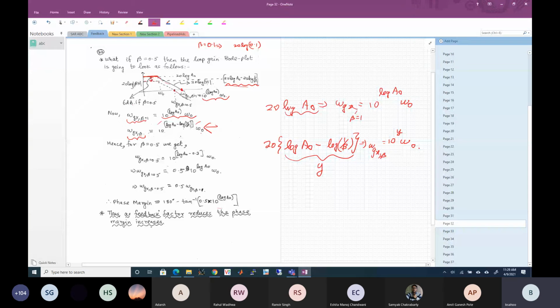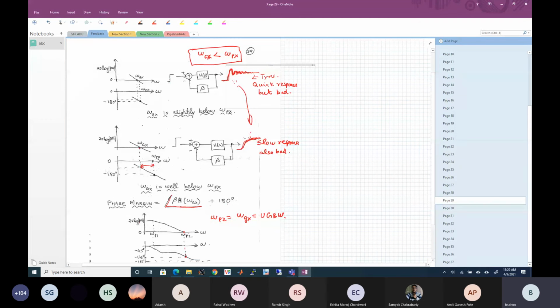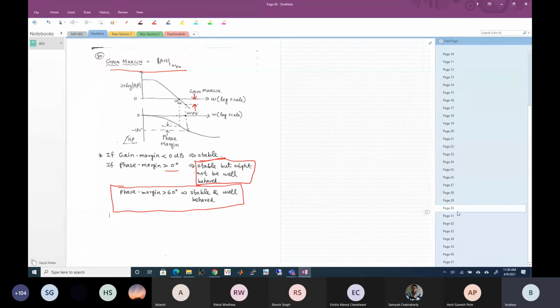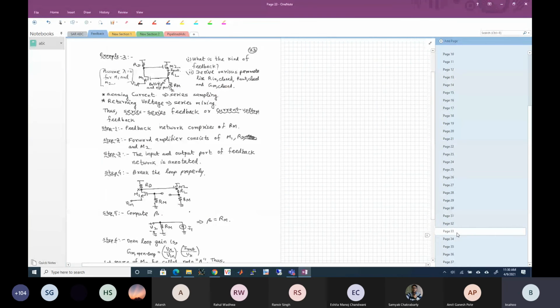Now, as phase margin increases, what happens to the time domain behavior of the circuit? The time domain behavior becomes slower and slower. Any questions on this? Okay, so looks like everybody understood this. So I can give some interesting problems based on this. There are a lot of interesting problems.